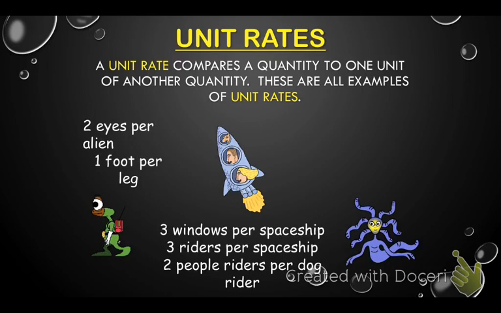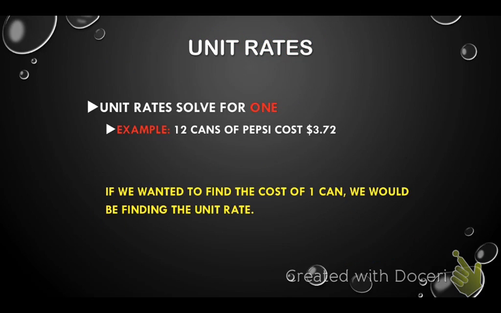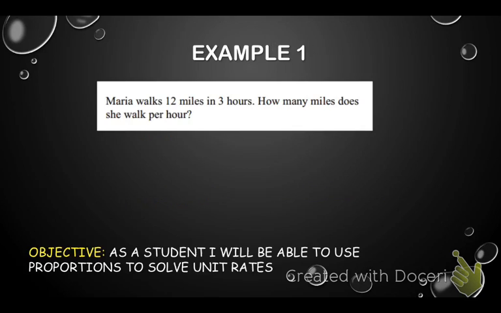If you see the second part, we always have 1 as our denominator. 6 tentacles per head, and 1 tail per body. Both of those have an ending of 1. Now, unit rates solve for 1. An example of this that you'll see quite often is there's 12 cans of Pepsi, and they cost $3.72. If we wanted to find the cost of 1 can, we would be finding the unit rate. Now, that being said, let's move on.